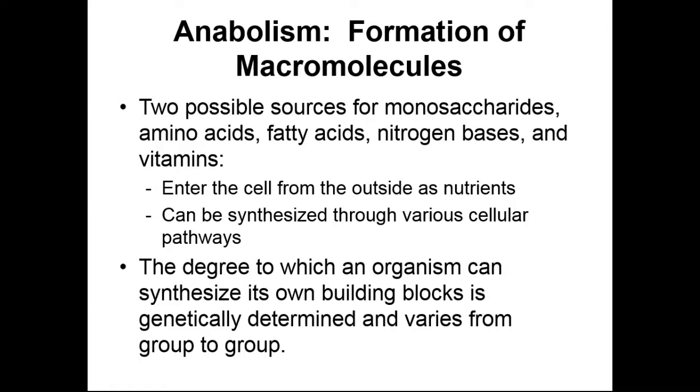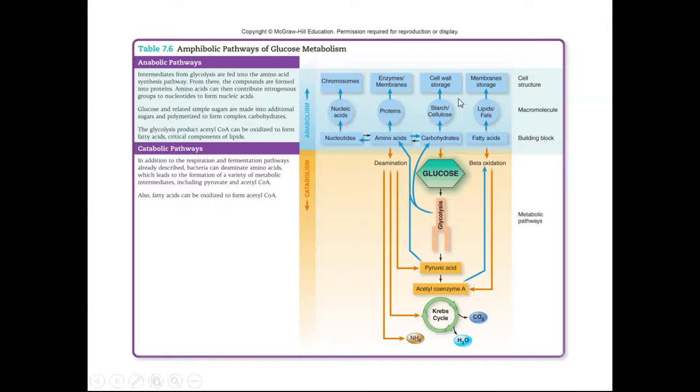To make our macromolecules, we have two ultimate sources of the monosaccharides that we use to make the polysaccharides. Our monosaccharides, amino acids, fatty acids, or nitrogen bases, so the monomers, the individual building blocks that we make our polymers out of, can either come from outside of the cell as something that was consumed, or the cell can synthesize the individual monomers that it needs through individual anabolic pathways to make larger macromolecules. So we could either eat the individual amino acids that we need, or the cell can make the individual amino acids that it needs to make larger protein molecules.